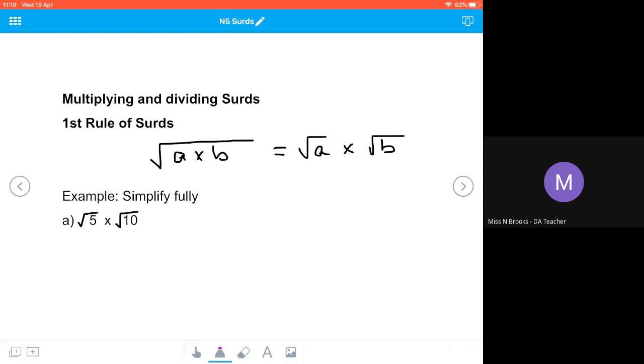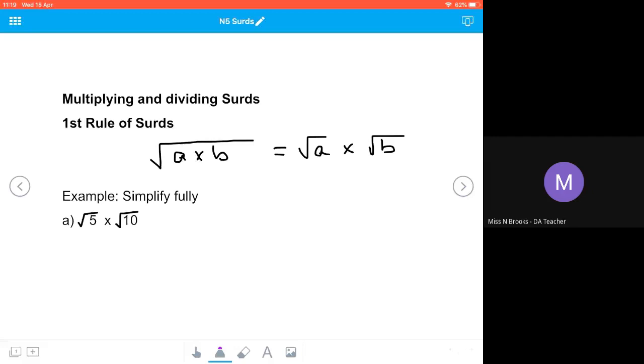So the next thing we're going to look at with surds is multiplying and dividing them. And there are two rules of surds that we need to be aware of. The first rule of surds, and we've been using this rule when we've been doing our simplification, is that if we've got the root of a times b, then we can split it into root a multiplied by root b. So we can use the converse of this in order to help us simplify.